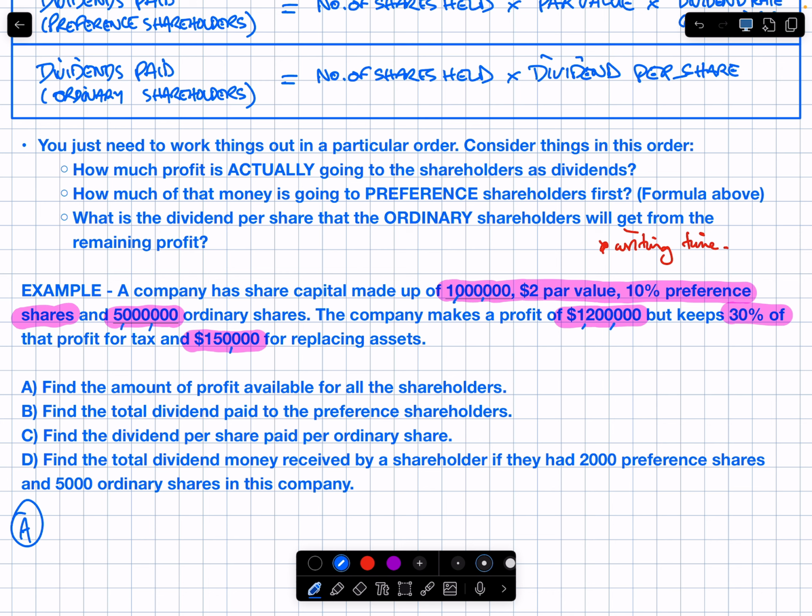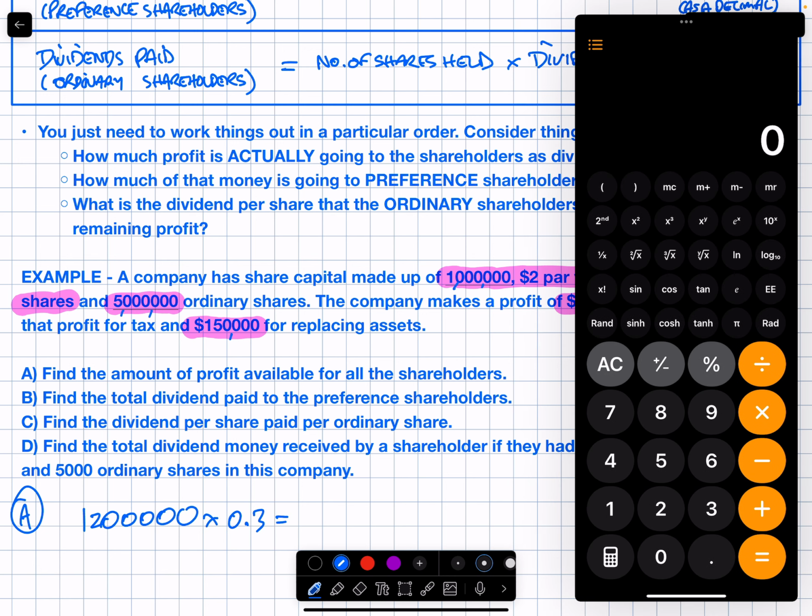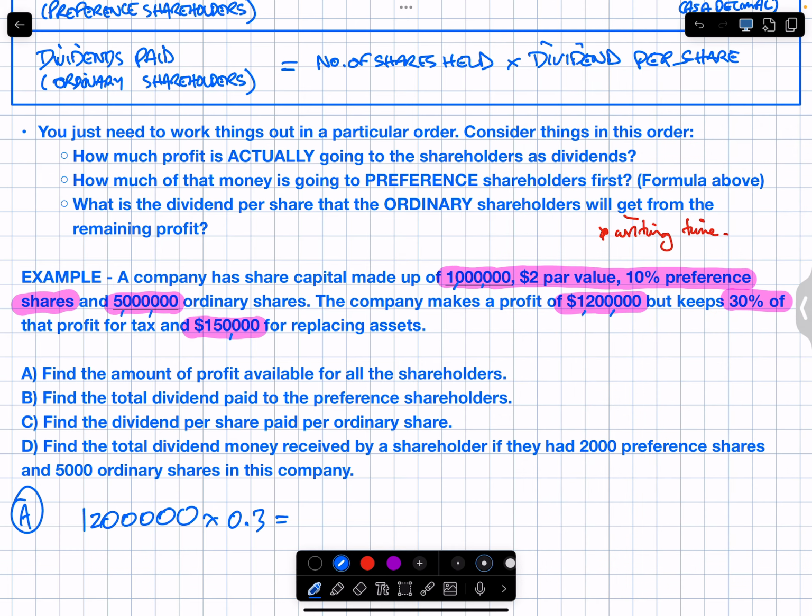Any thoughts? How would I work out how much of the profit is actually going to the shareholders? Is all of it going to the shareholders? No. First of all, we take the profit, multiply that by the percentage for the tax, so 0.3. So he's working out what 30% of the profit is, because 30% of that is going to be kept for tax purposes. 360 grand for tax. Is there any maths that needs to be done for the other thing that they're hanging on to, or is it just a number? Yep, just a number.